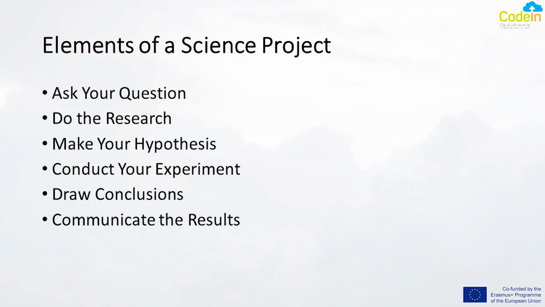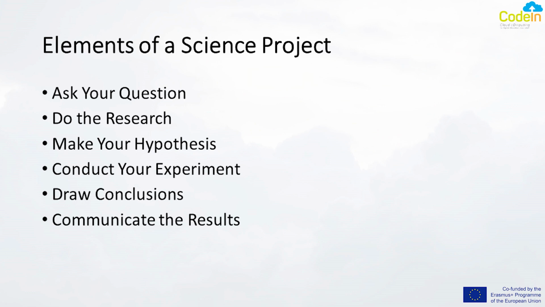The essential elements of a science project are the same steps that are part of the scientific method. Ask your question. Do the research. Make your hypothesis. Conduct your experiment. Draw conclusions. Communicate the results. Since this is the method that even professional scientists use, it guarantees the most accurate results.